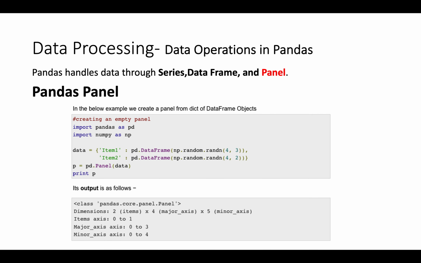Okay, the 3 is the panel, like a cube. It's 3D, it's the 3D dimension. In the example below, we can create the panel from the different dimensions of the data frame object. So this is a Python example. You can try to create the basic data and then use the panel to show it.